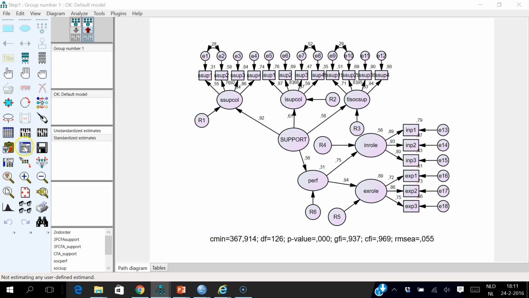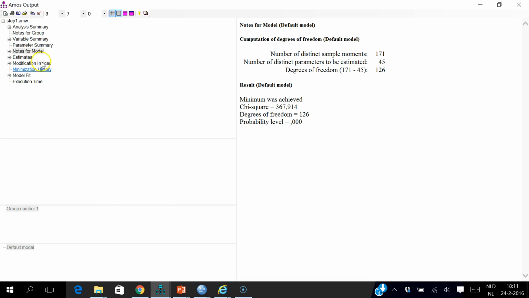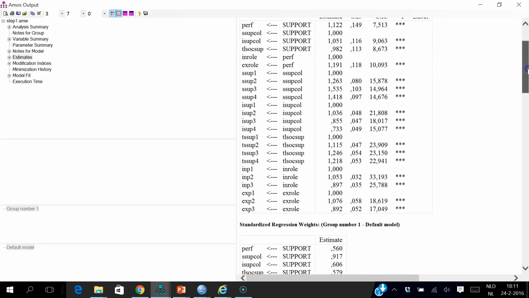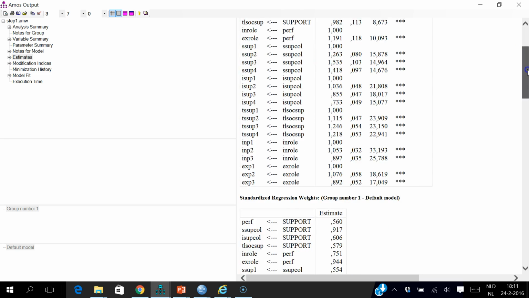We can also look at it in the list of estimates. So here we have support on performance. It has an unstandardized coefficient of 1.122, standard error of 0.149. So if you divide the two, you have a t-value of 7.513. So this is significant, of course, because it's higher than 1.96.